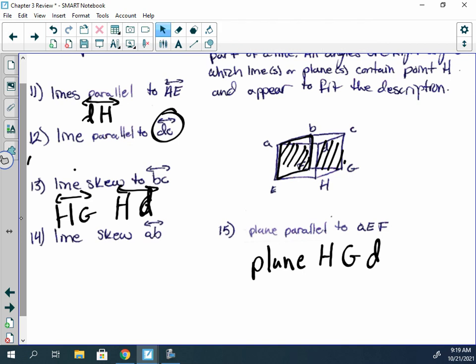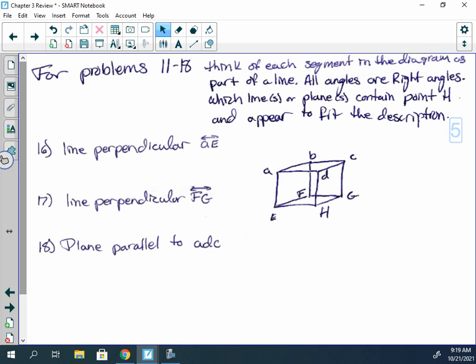Any other questions on 11 through 15? We can look at 16 or 17. So what would be a line perpendicular to AE? So problem number 16. EH.